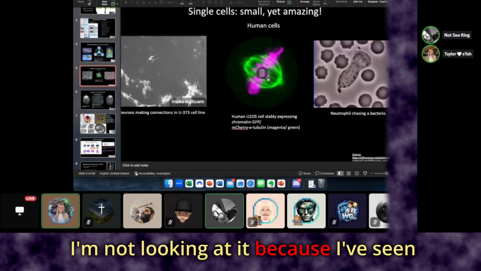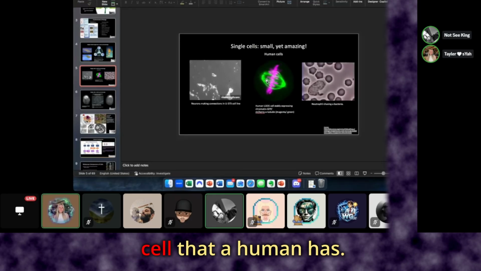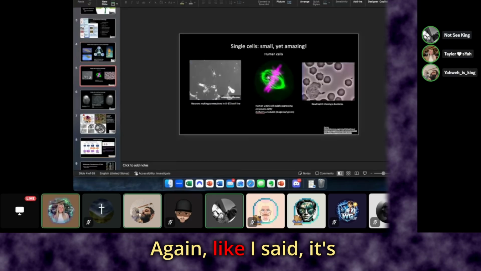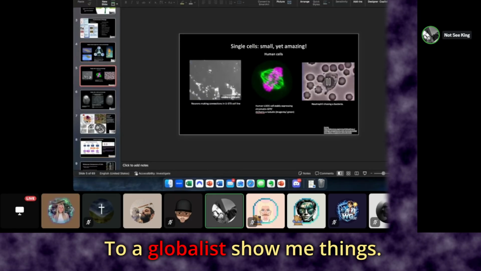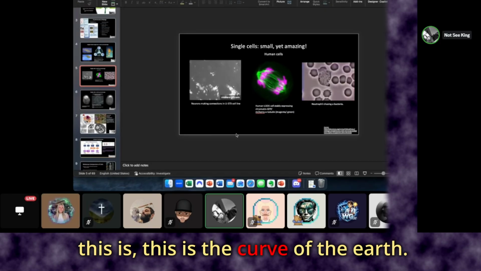I'm not looking at it because I've seen all this stuff before, and I know it's all junk. You won't even look at what's on my screen. You cannot provide an image of a cell that a human has. Again, these are pictures right here. It's like listening to a globalist show me things and then try to tell me that this is the curve of the Earth.